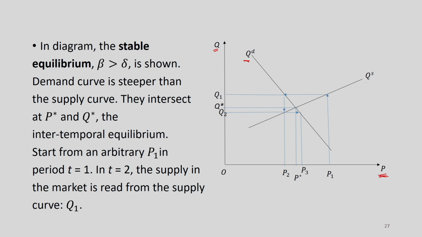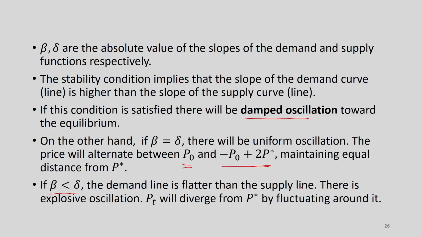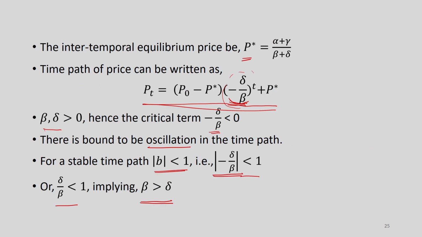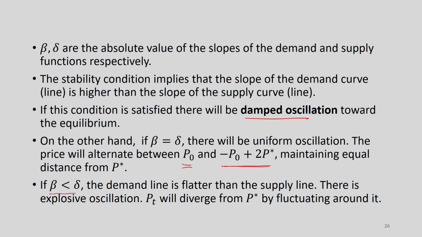They intersect each other at this point P star Q star, right. Here is P star and here is Q star. And this P star Q star is the intertemporal equilibrium. In particular, this P star is that value alpha plus gamma divided by beta plus delta.